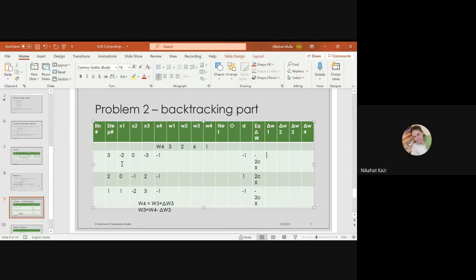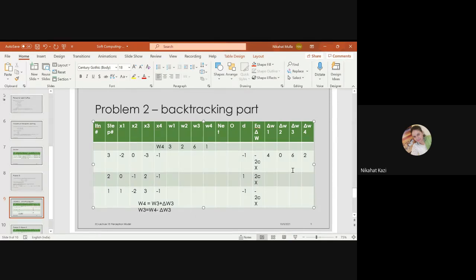Take this x. Inputs were presented as x1, x2, x3, but this is input 3, because we are backtracking the training. So when we obtained W4, we obtained it via pattern x3. So x3 we are using to compute delta W. What is it? Substitute the values. Minus 2cx. So it is 4062.